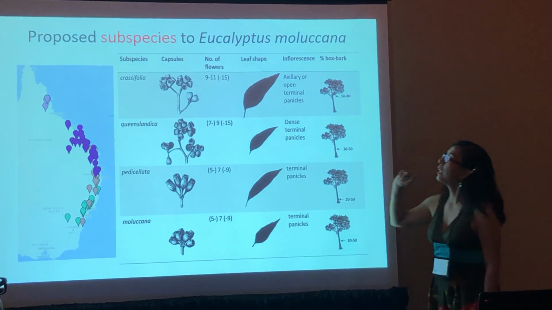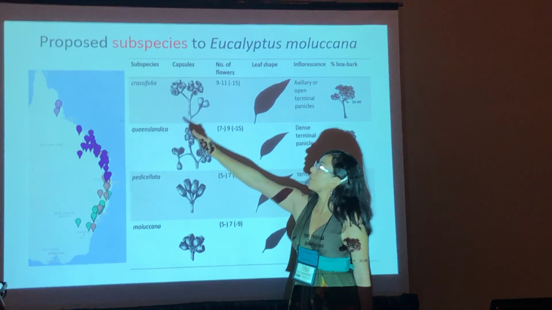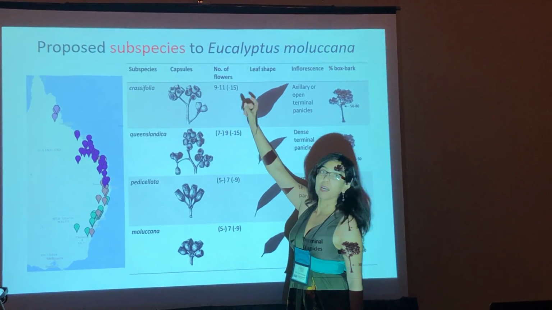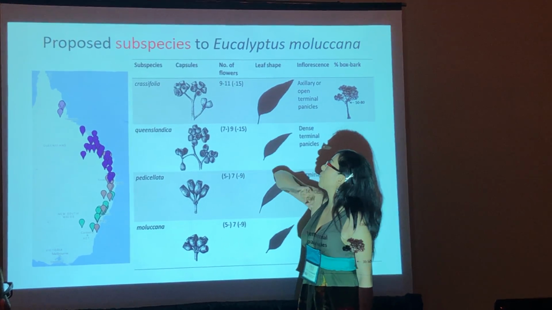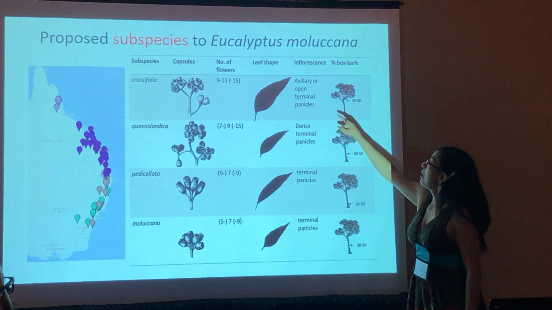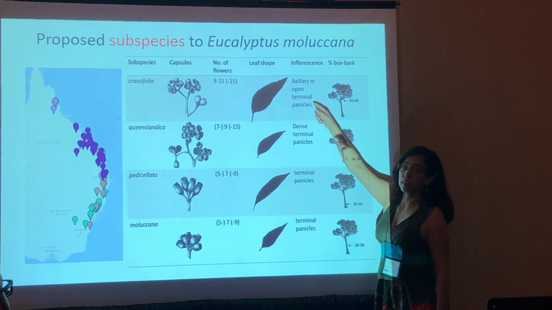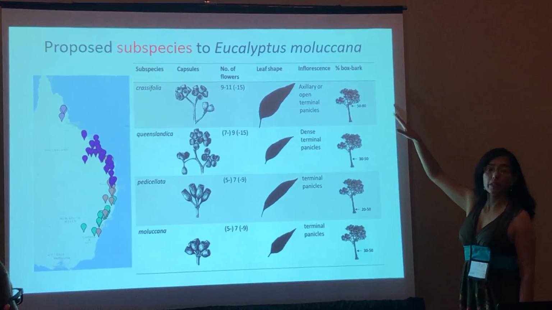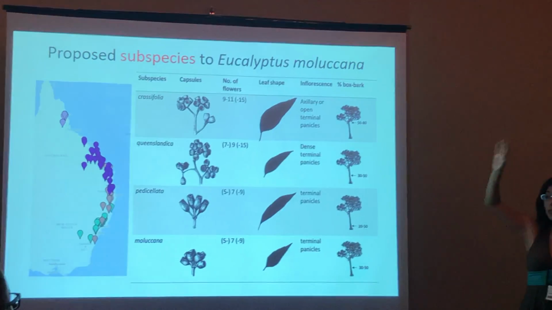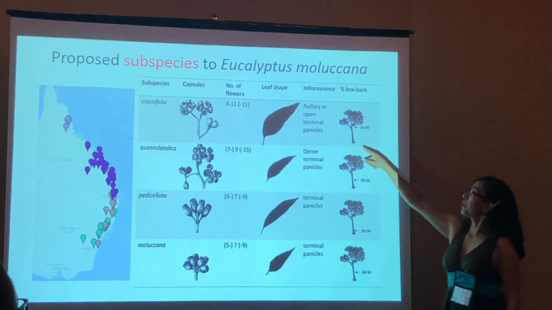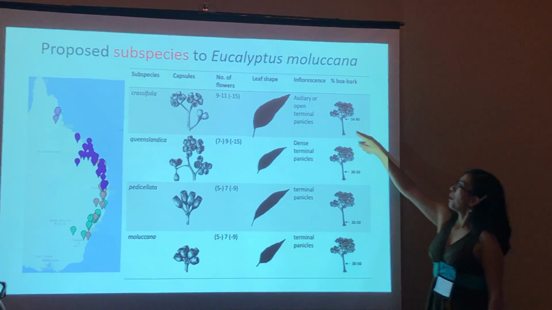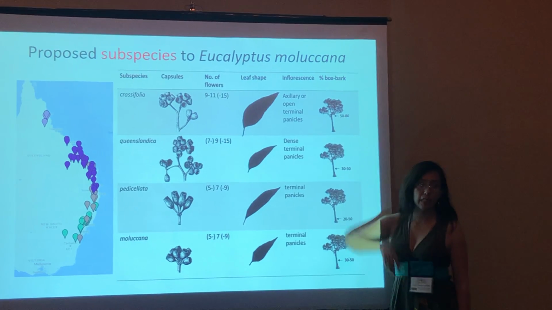For example, let's take Crassifolia, the one at the top. It has shorter capsules, a large range of inflorescence, and also a wider leaf. And the inflorescences are axillary or terminal. What is really cool about these trees is that they peel the bark in the upper branches, and also in the trunk. He also split these subspecies based on at what point they peel the bark.